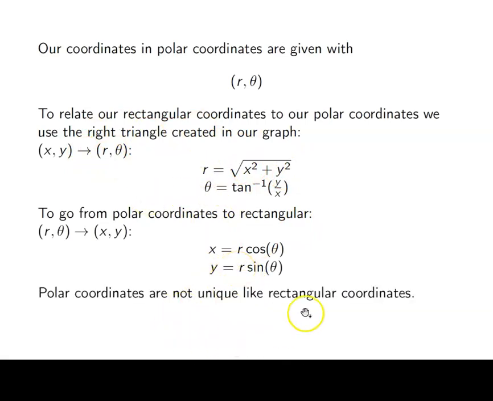Okay. So polar coordinates are not unique. If I want to plot something in rectangular coordinates in x and y, I move over x, I move up y. That's it. There's only one point in rectangular coordinates that represents that point. In polar coordinates, you can have several points that represent the same point. So the representation of your point is not unique. In fact, you can have an infinite number of ways of representing really any one point.